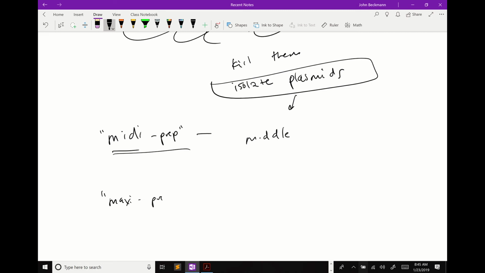Maximum. So oftentimes you want to purify a whole bunch of plasmid. Say you want to microinject a fly with a plasmid. You will do a maxi prep, and then you will subject that plasmid to ultra purification procedures to get it super pure. And to do purification, you need a lot of sample. So you'll do a maxi prep to get the maximum.